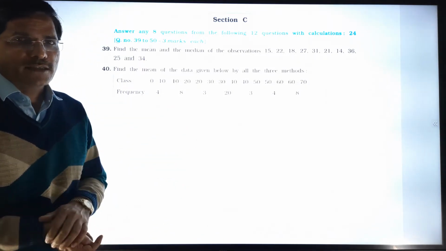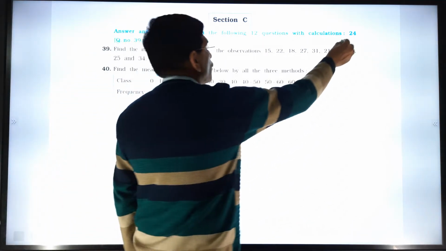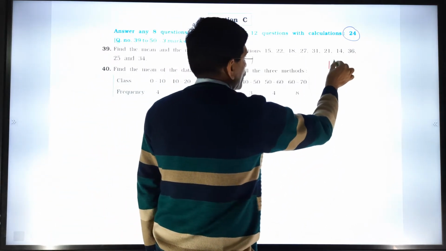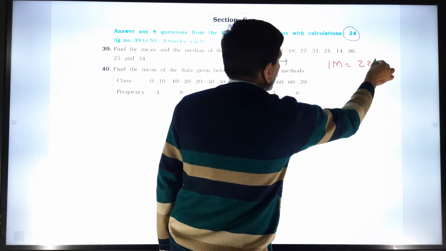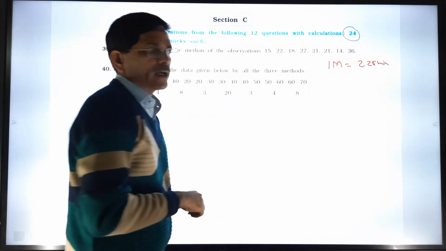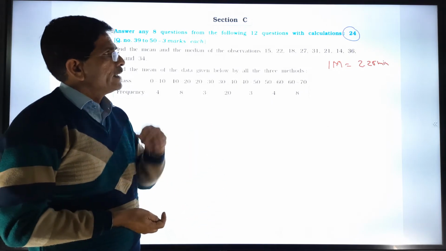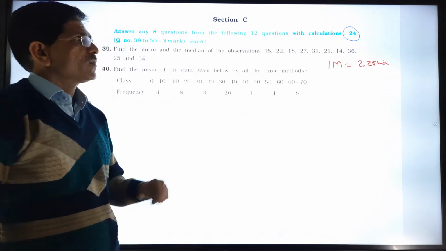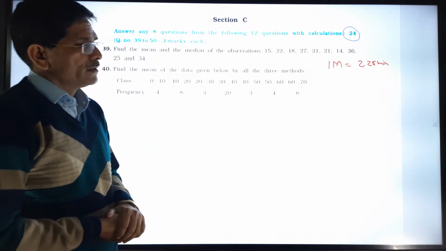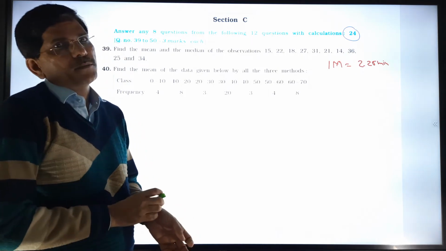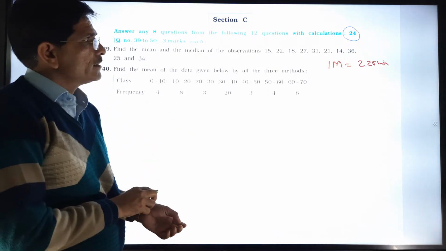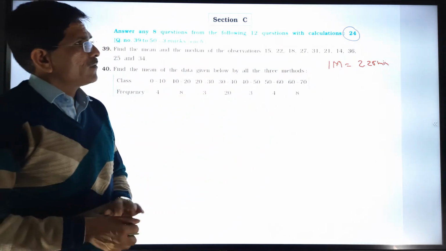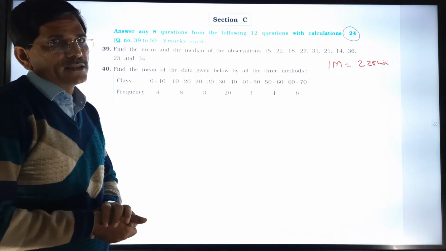Before we start the section, again I say to you, it is a 24 marks question. For 1 mark always remember 2.25 minutes. That way you have to calculate and complete it: 48 plus 3, so between 50 and 55 minutes you have to complete this, or you can take 1 hour, because 24 marks is 48 minutes, and with the extra it means 60 minutes are required.